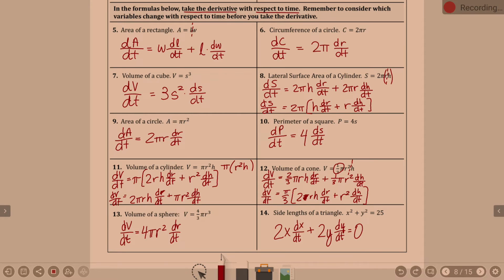Guys, this is trying to get us into the idea of how to write this material.